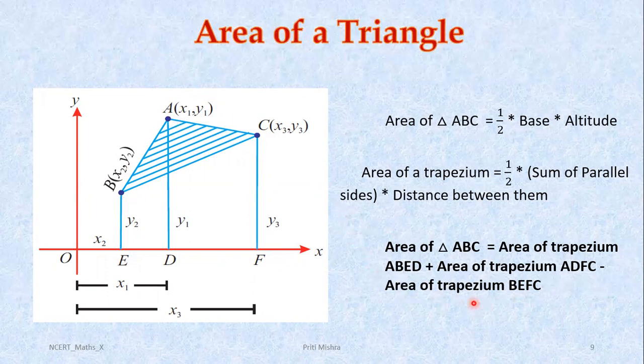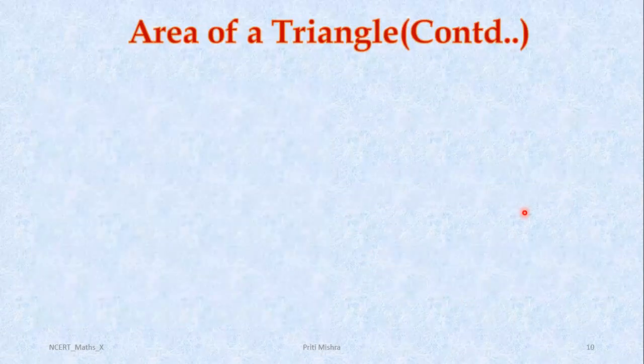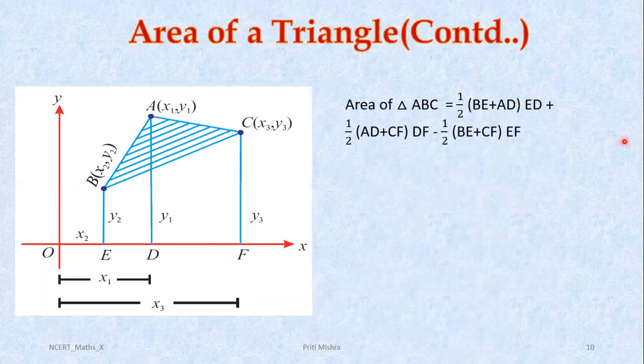I hope this is clear to all of you. Now we will put the values of these areas with the help of this formula. So you can see here the area of triangle ABC. First we have ABED.